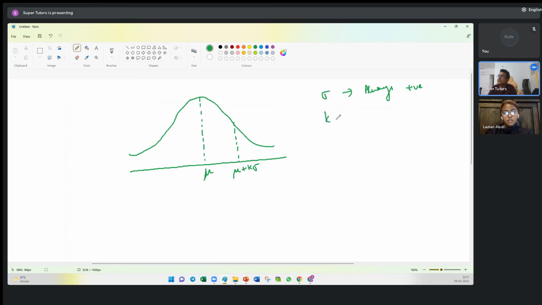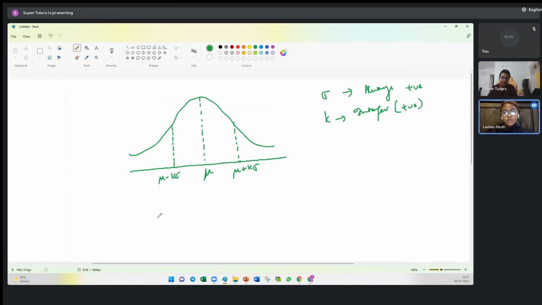K is just a number, you can say a positive integer. So mu plus k sigma will be somewhere here, this point. Similarly, if I subtract the same thing from mu, I will go an equal distance back, mu minus k times sigma.